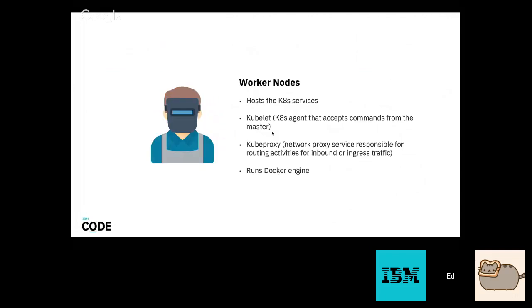The worker nodes within Kubernetes, these are essentially your compute resources. These are the ones that actually do the work for you, and hence worker node, right? They host the Kubernetes services that you deploy. They do have a few other little things on them. So they have kubelet, which accepts commands from the master and actions those on the host. It has proxy, which, as you would expect, proxies the traffic to and from those containers inside the worker.